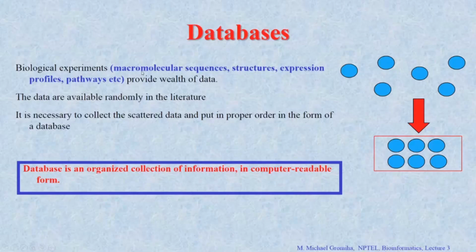Biology. Biology will produce a lot of experimental data. So, if we look into biology, we can get experimental data on various aspects, specifically on macromolecular sequences and structures, expression profiles, pathways, and so on. So, we have a wealth of data available in the literature. The experimentalists create the data and publish in journals, so these data are available in the literature.